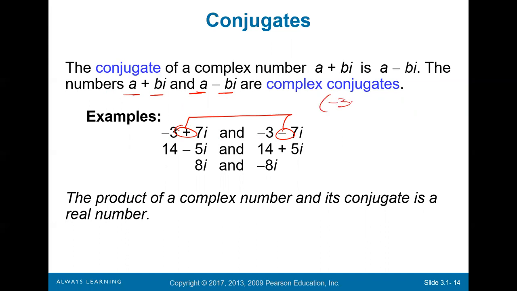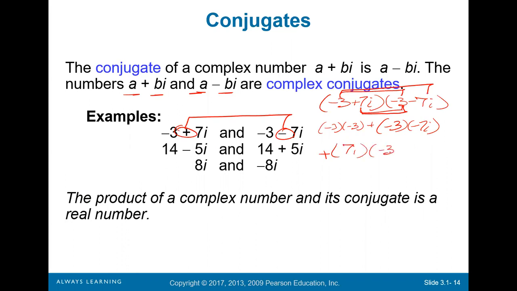If I have negative 3 plus 7i times negative 3 minus 7i, and I say, okay, first times first, so I get negative 3 times negative 3 plus, whoops, I need to scoot this down a little further. Sorry, guys. Negative 3 times negative 7i plus, now let's go 7i times that negative 3. And then positive 7i times a negative 7i.